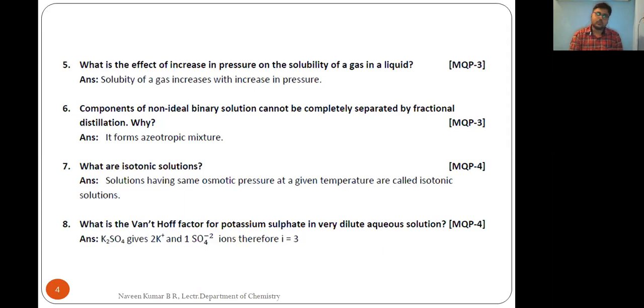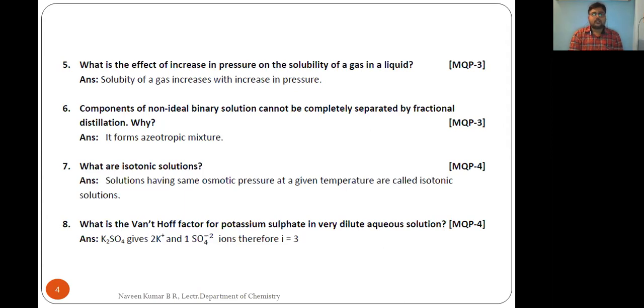So recall both: dissolution of solid in liquid, and dissolution or solubility of gas in liquid. Only two concepts we have in understanding the factors affecting solubility. Once a question comes, you think with both. If there is any confusion, it will help in recalling, and then you can give the right answer.